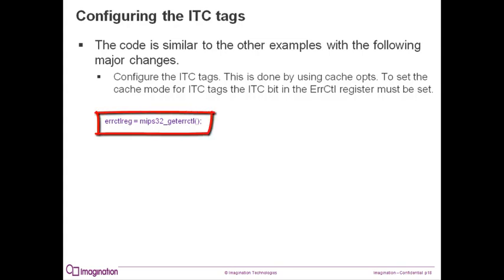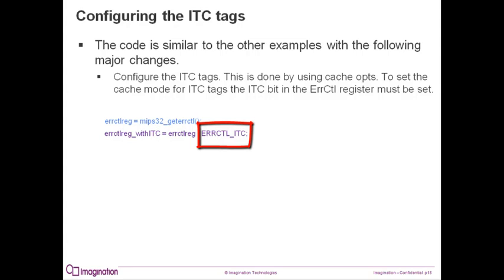As you can see, I use the MIPS32 get error control macro to get the register. Then I turn on the ITC bit using the error control ITC #define. And last, write the error control register with the new value using the MIPS32 set error control macro.